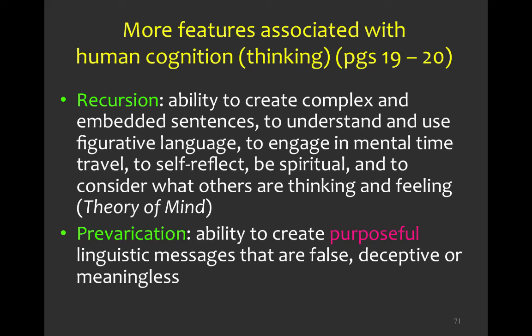So the first of these higher level characteristics that reflect our cognition is recursion. This is our ability to create complex and grammatically embedded sentences, to understand and use figurative language, to engage in mental time travel, to self-reflect, to be spiritual, and to consider what others are thinking and feeling. This last one we'll come back to. This is referred to as theory of mind.